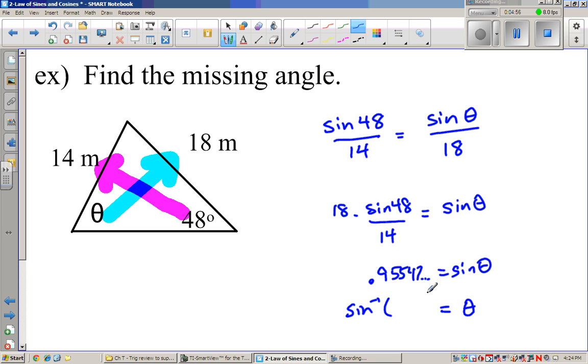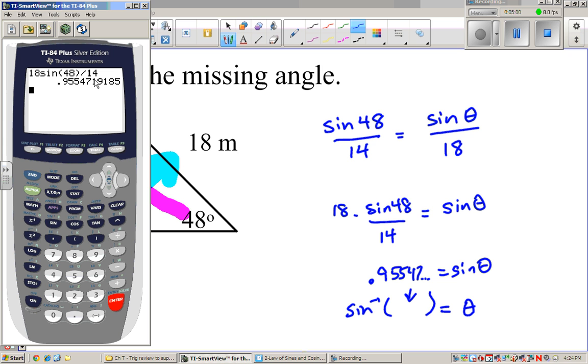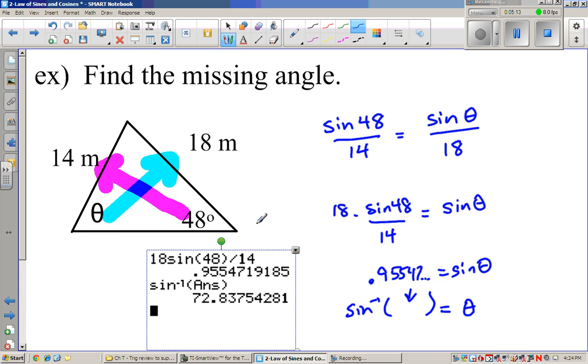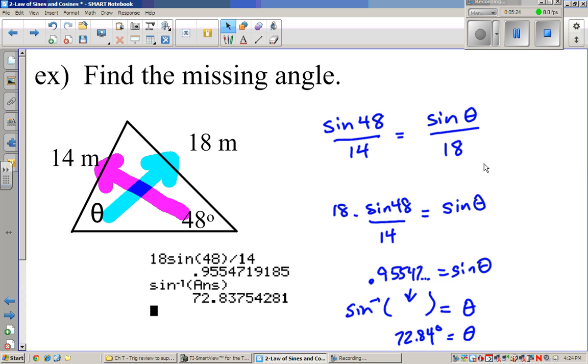So the inverse sine of that answer, we're going to let the calculator do the work. So watch this. I'm not going to type this again. I'm simply going to do second sine, second answer, parenthesis. And that'll give me my answer. I'm just going to drag this over here so we've got record of how we did that. And there's our answer. Theta equals 72.84 degrees. All right, that should get you going on what you need to know with the law of sines.